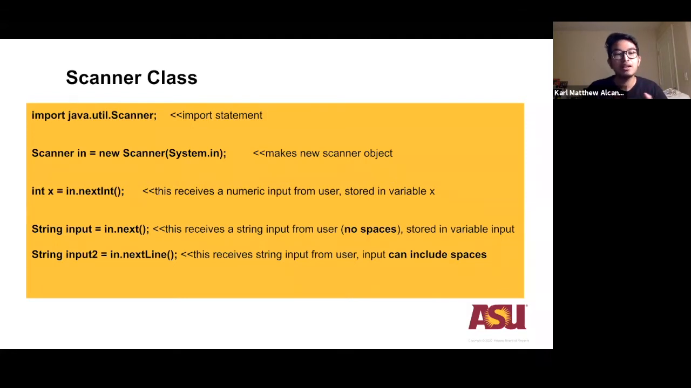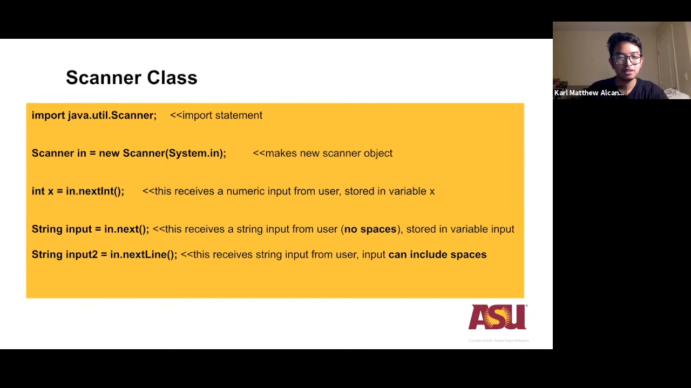So for example, int x equals in.nextInt(). What this does is it receives an input from the user, a numeric input, and it stores that numeric input inputted by the user into the variable x. So say, for example, you enter 10 into the integer variable x. So 10 is now stored in the variable x.